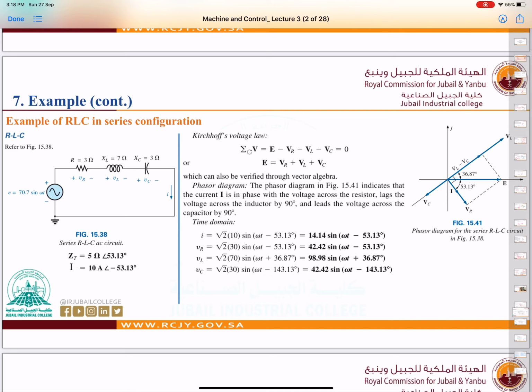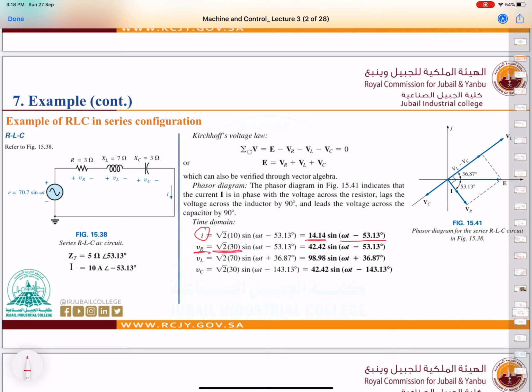To find the expression, just write it again. This is the current. If we need the expression, we just multiply by √2. This is the expression of the current, 14.14 sine omega t minus 53.13. This is the expression of the voltage. This is the final answer.